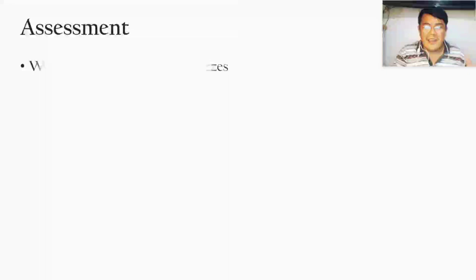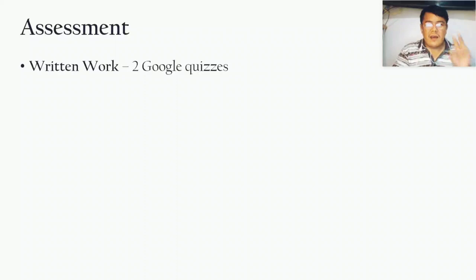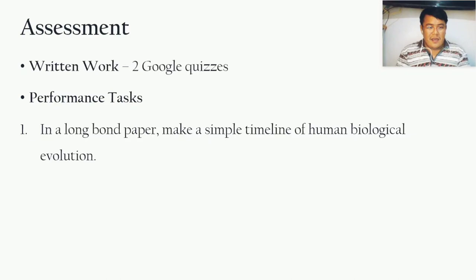Okay. Assessment. There are two quizzes. One is on the first part, which is in the module. The second part is on symbols and practices. These are Google quizzes, and I'll be sending the links. Performance task, also two. On a long bond paper, make a simple timeline of human biological evolution. So it's a timeline of evolution, biological.